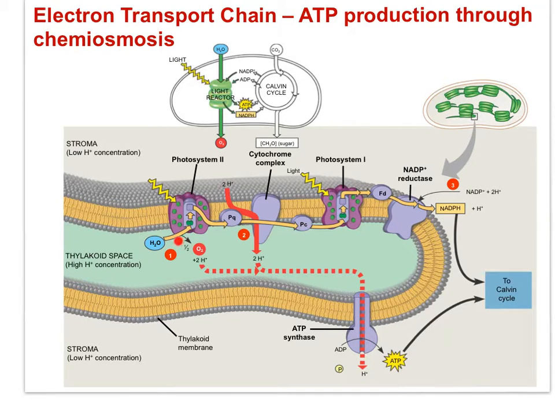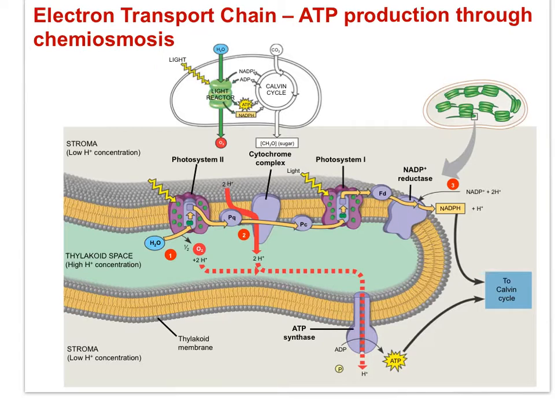Water is photolysed in the lumen of the thylakoid to provide electrons to photosystem 2. Oxygen is evolved from the chloroplast, and the hydrogen ions resulting from the splitting of water right here accumulate in the lumen, adding to the proton gradient within the lumen.